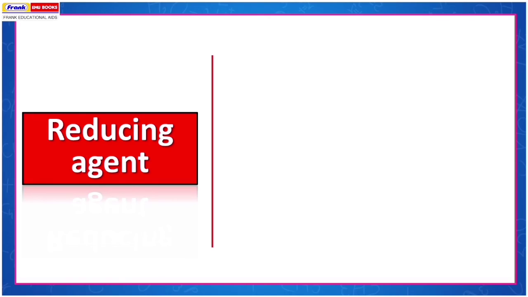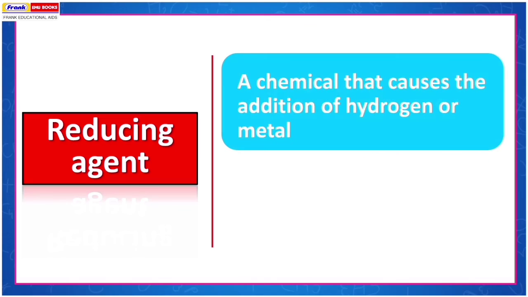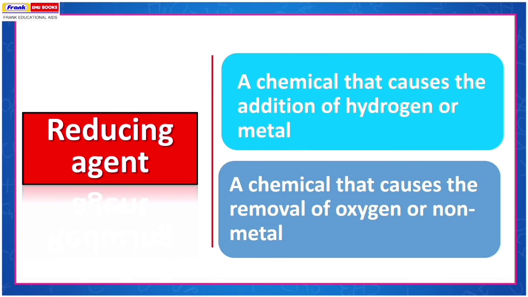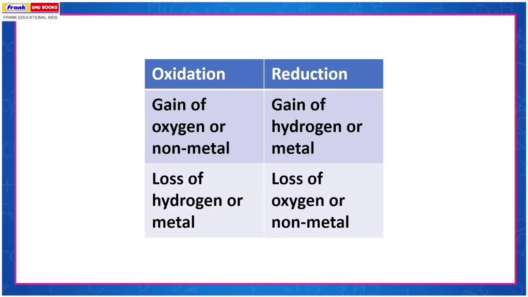Reducing agent: a chemical that causes the addition of hydrogen or any metal, or a chemical that causes the removal of oxygen or any nonmetal. Let's see some differences between oxidation and reduction. Oxidation is the gain of oxygen or nonmetal, while reduction is gain of hydrogen or metal. On the other hand, oxidation is loss of hydrogen or metal, while reduction is loss of oxygen or nonmetal.